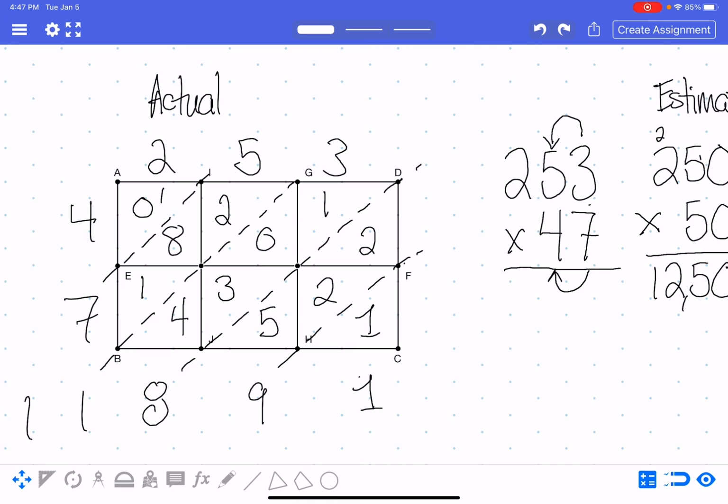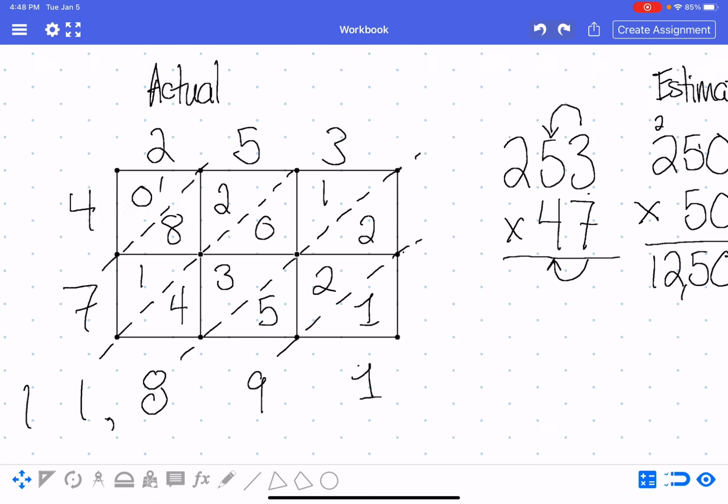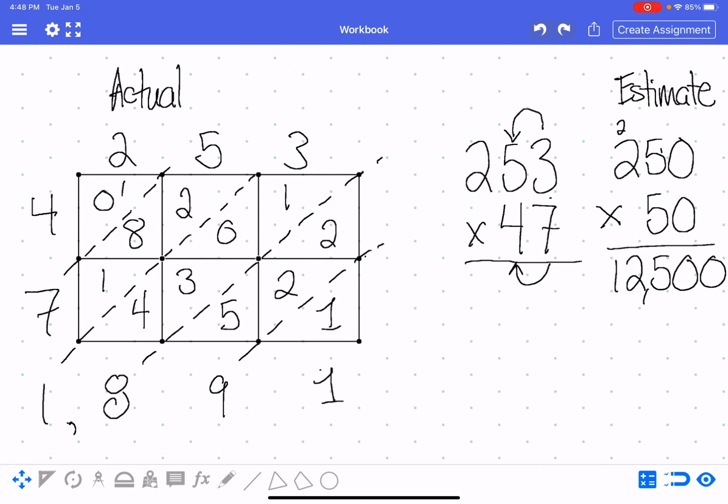So that is relatively close to the estimate. The actual answer is 11,891, and the estimate was 12,500, right? So the estimate is close to the actual answer.